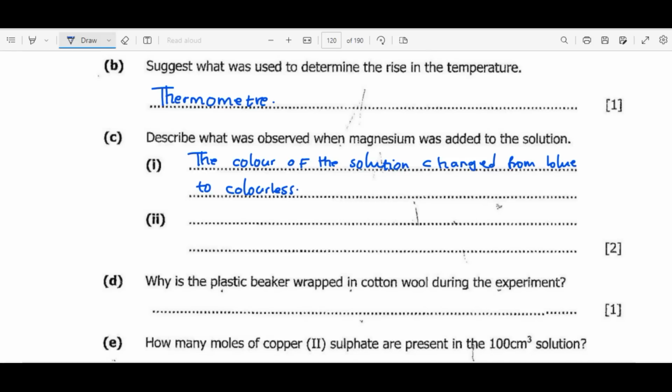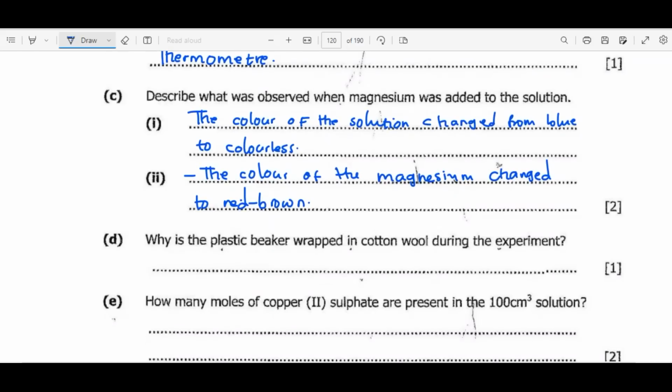Then we go to Roman number 2. The color of magnesium changes to red brown due to the presence of copper. We know that the color associated with copper is red brown. So say the color of the magnesium changed to red brown.